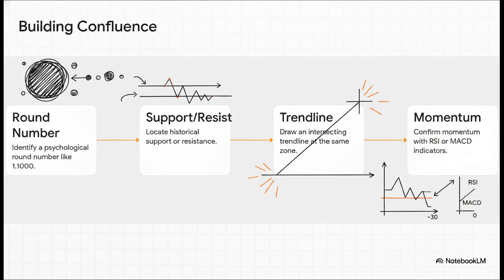First, you spot a psychological round number, let's say 1.1000 in Forex. Humans love round numbers, so major orders tend to pool there. Second, you look left and see this exact price overlaps perfectly with a historical support level. Third, you draw an ascending trend line that just so happens to intersect right at that same zone. And finally, as the price drops into this master zone, your RSI dips below 30, confirming it's oversold. That is confluence in action, and that is a trade you absolutely want to take.